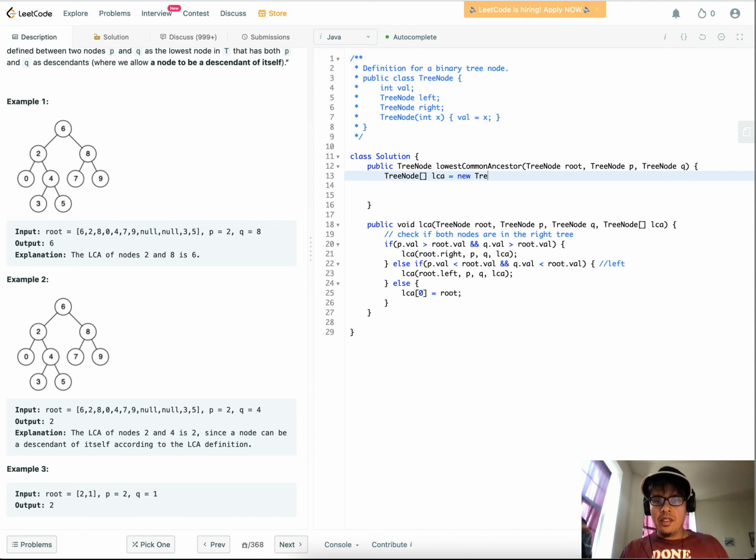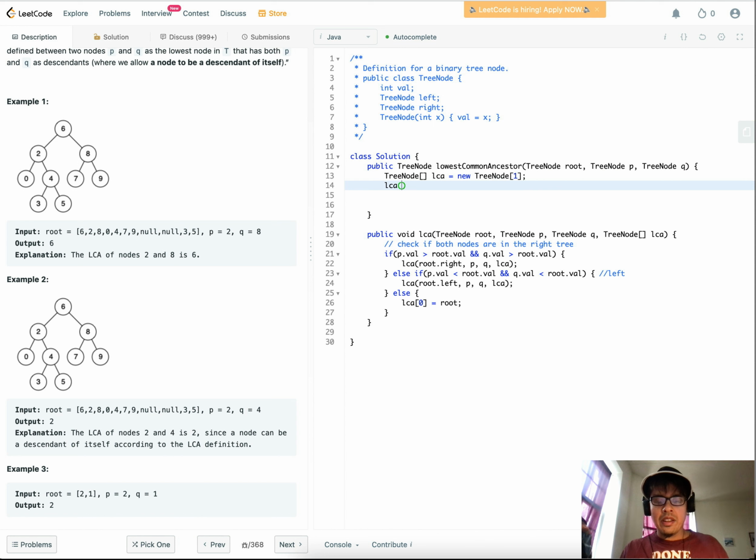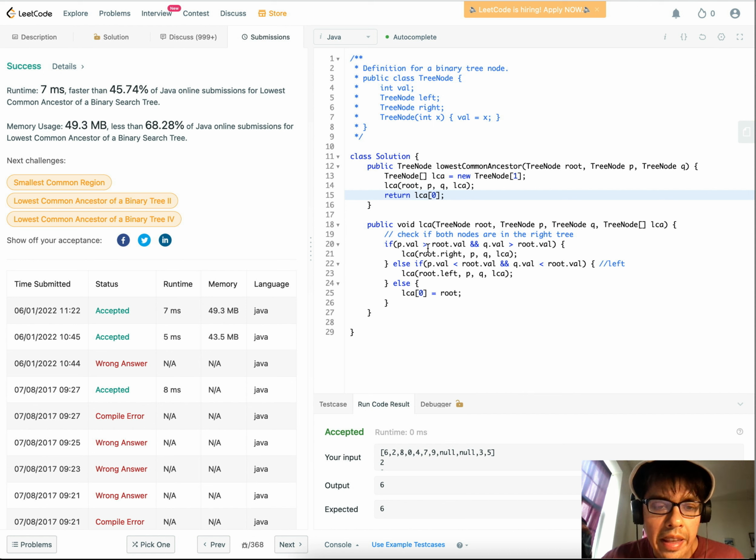New tree node. This is my return value, my way of capturing a return value in a DFS. So q LCA return LCA 0. Okay, so I'll explain this in a second, but let's just make sure this works. Okay, cool.